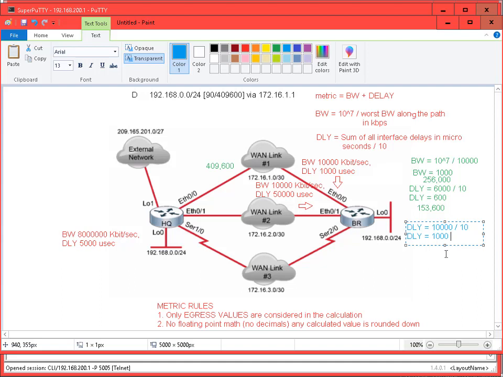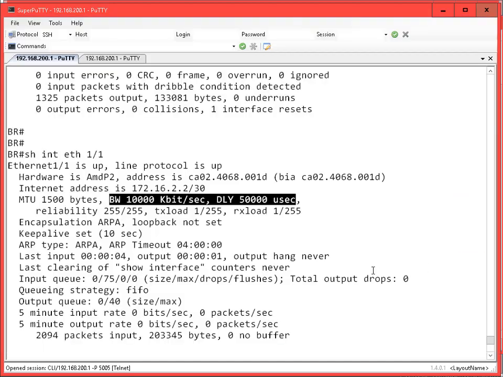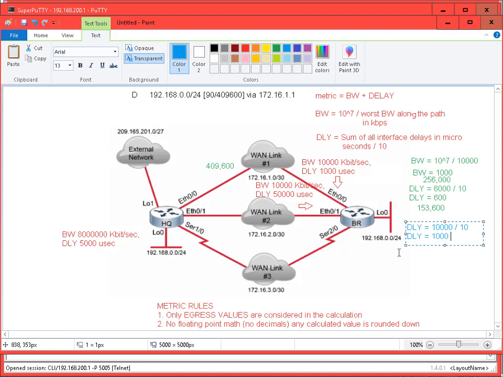I typed 50,000. Was it 50,000? I thought it was 5,000 on that interface. Oh, it was 50,000. So, all right, let's fix that. So this was actually 50,000 plus 5,000 is 55,000, right? And we're going to divide that by 10, which means that the delay is 5,500. All right, does that make sense?